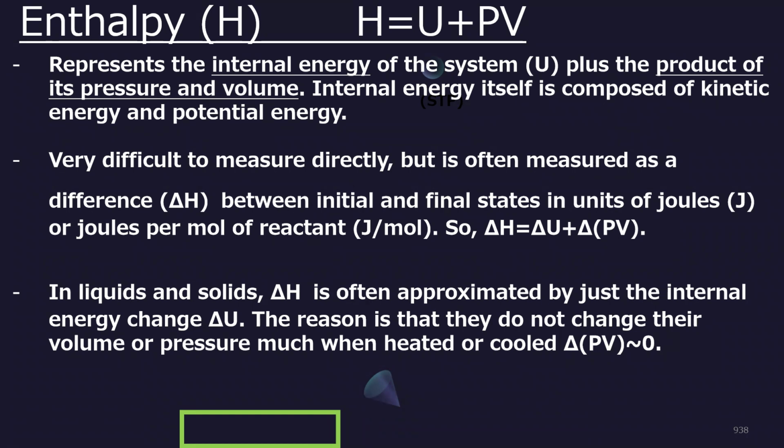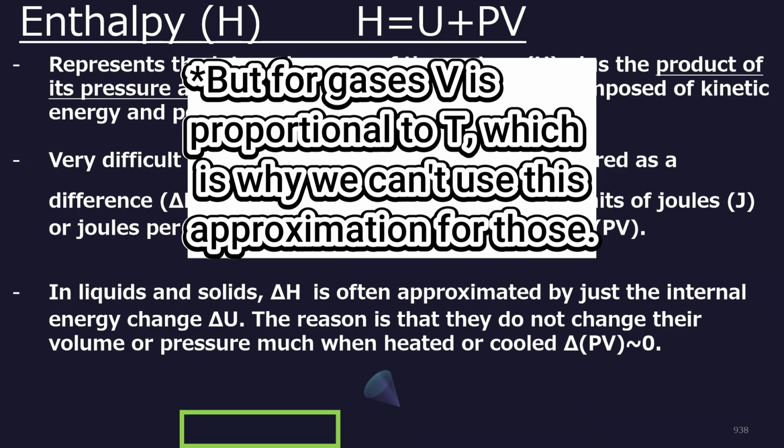And if you think about it, if you have a block of wood and you heat it up 50 degrees Celsius or 50 Kelvin, an increase, does its volume really change? No, you can barely measure it. The same thing could be true for a container of water. If you heat it from 0C to 50C, you almost can't notice any volume change in that. So for our purposes in high school and IB, we consider delta PV to be essentially 0. And that makes things quite simple, just delta H equals delta U.